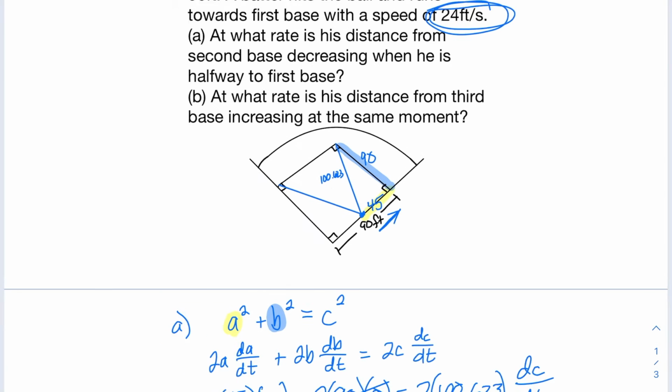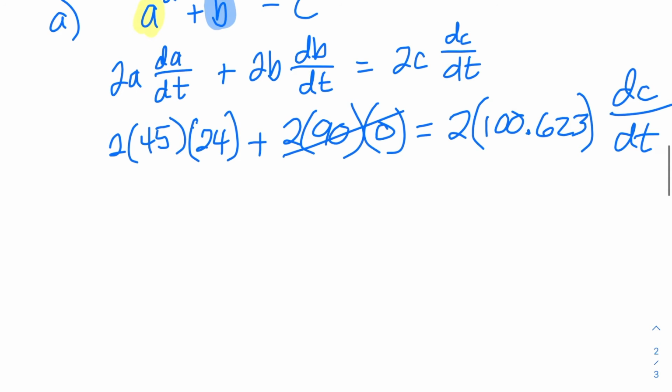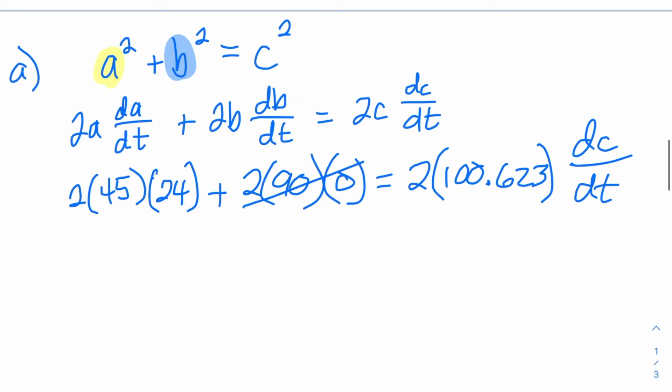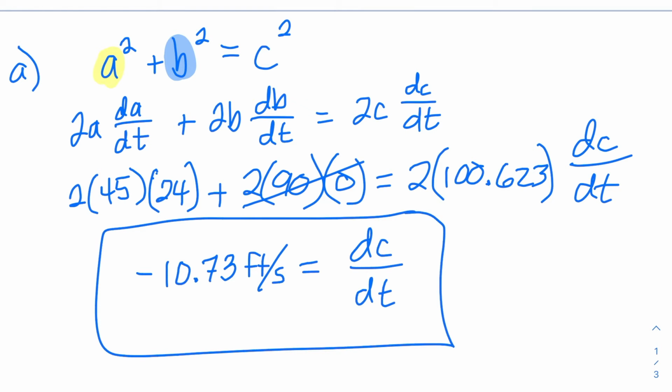And if we plug in all the other values and simplify, I'll zoom in and write in our correct answer. But the rate of change for dC/dt comes out to 10.73. And because it's a decreasing value, we're going 10.73 feet per second closer. So that value of dC/dt you might represent as a negative because we're getting closer. So that distance is decreasing.